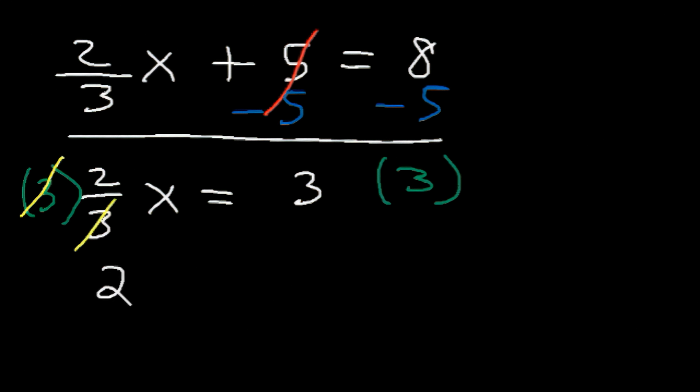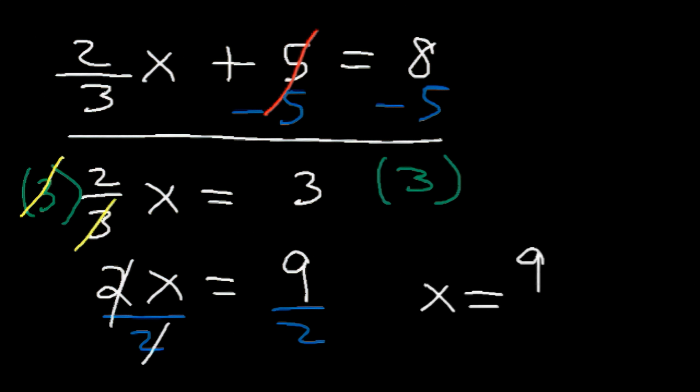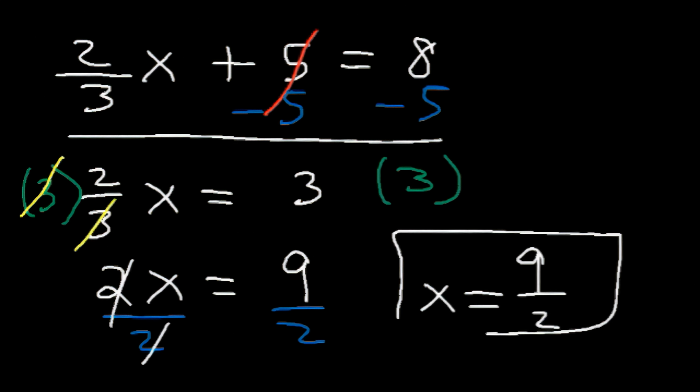On the left side, the 3's will cancel. So all you have on the left side is 2x. On the right side, 3 times 3 is 9. So to separate the 2 from the x, we need to divide both sides by 2. So the final answer is x is equal to 9 over 2, which is about 4.5.